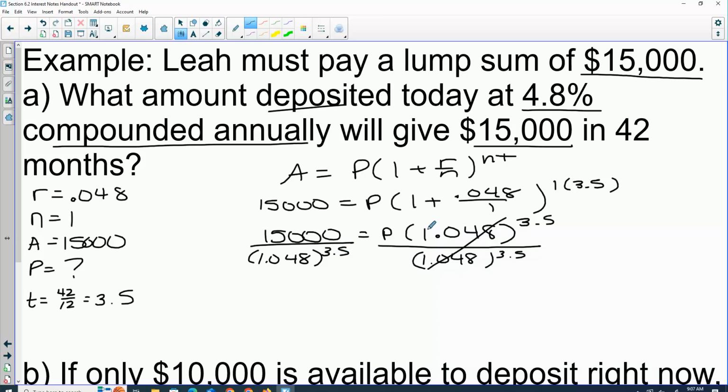So what I'm typing in is 15,000 divided by 1.048 to the 3.5 power. And I want everybody to put it in your calculator so we can make sure we're getting the right answer here. Right. We have to round to the nearest cent, so what do you get?